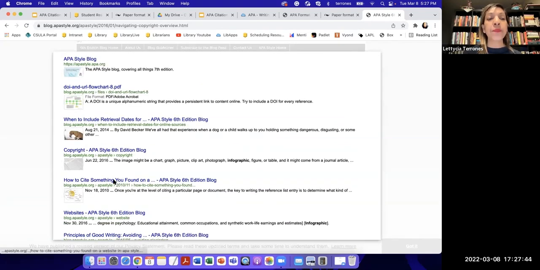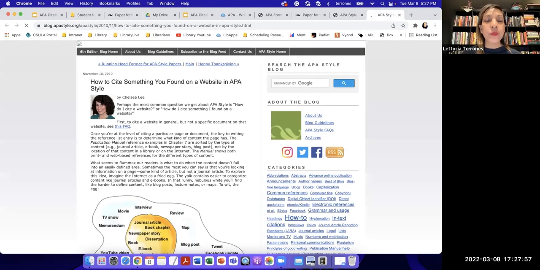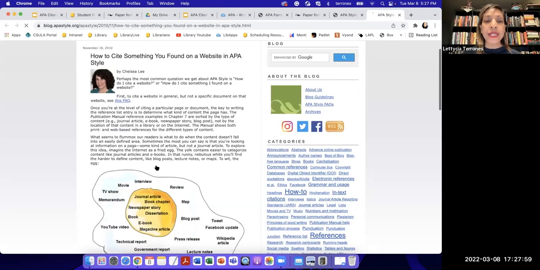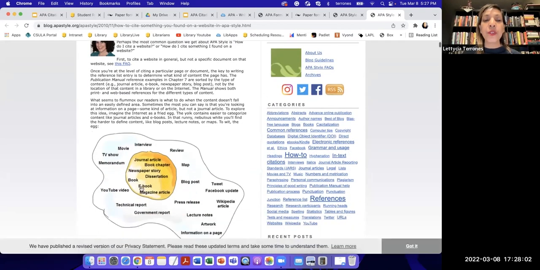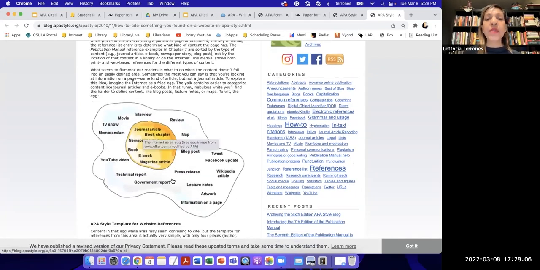Actually, I found it. This APA Style blog is created by people who work at APA, and they have all sorts of little granular questions. What this person is writing about in this one is giving an example of a cracked egg, saying that the things in the middle, book chapters, books, ebooks, magazine articles, journal articles, are the most commonly cited types of sources.